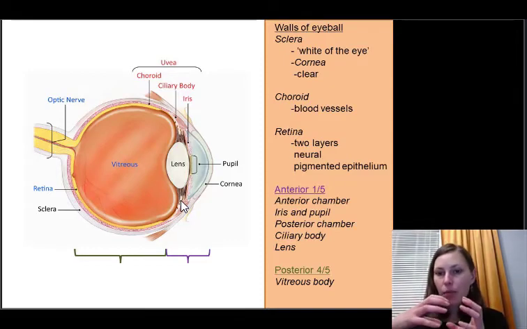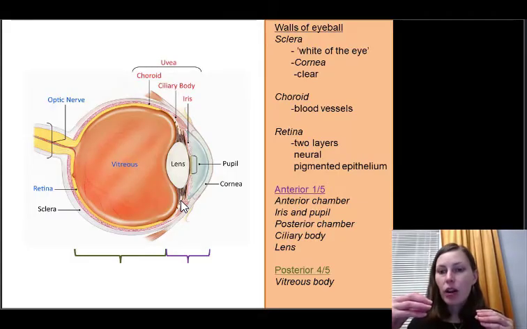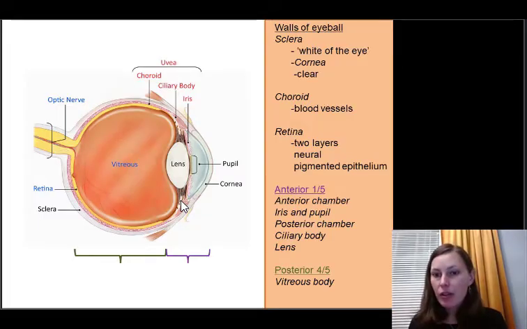So the lens can be round and globular, or it can be stretched out, a little more elliptical and thin. And depending on the shape of the lens, whether it's globular or more elliptical, you can see better either near or far.